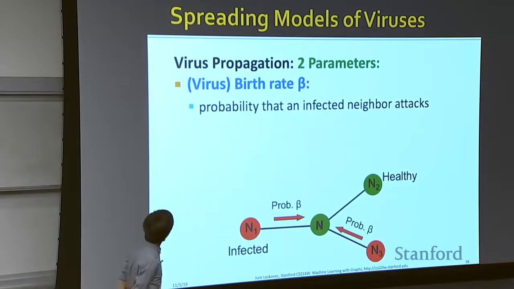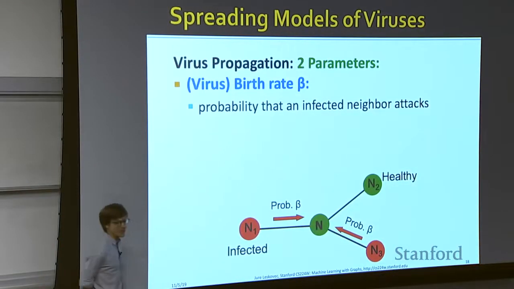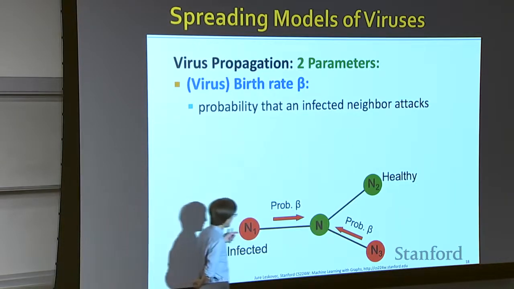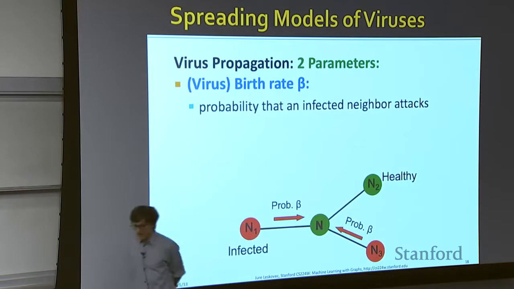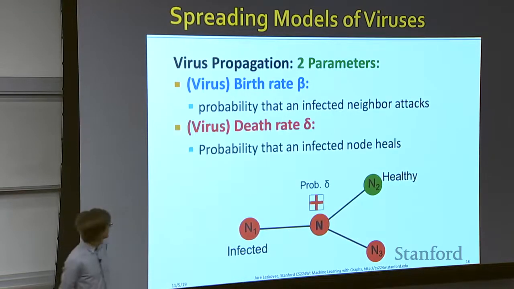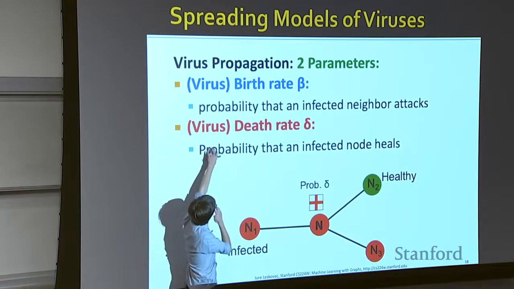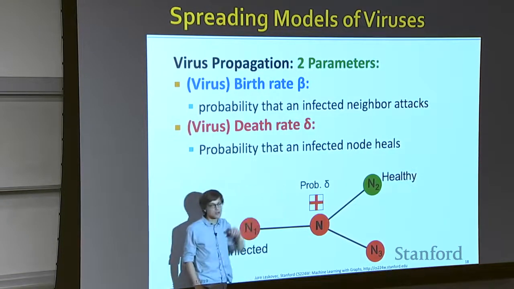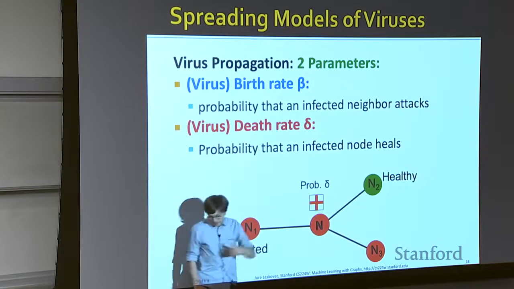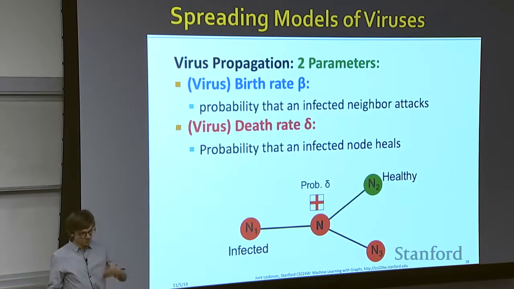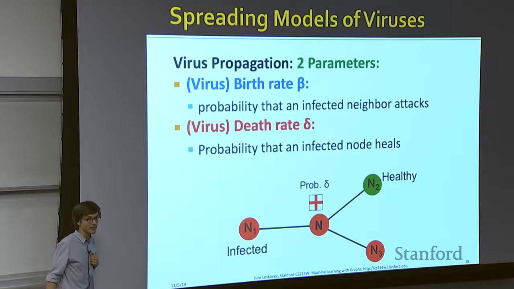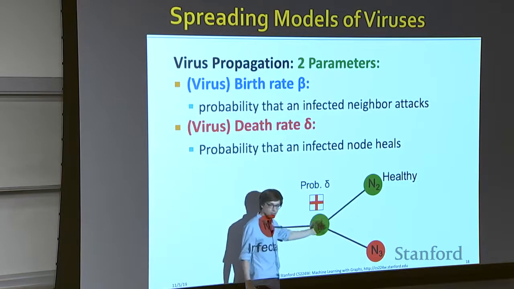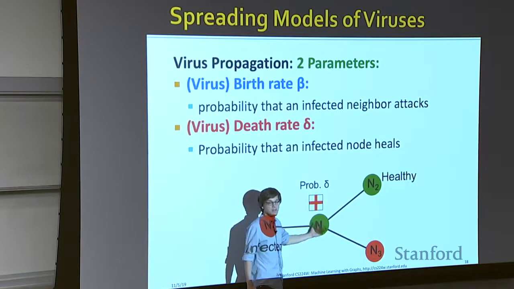This will be like a flu type model, because we need parameter beta, which is virus birth rate. So that's essentially the infectiousness of the virus. And we also need the parameter delta, which is virus death rate, which is the probability that an infected node heals. Think of flu, right? You can get a flu with a given probability, and then you get cured from flu with a different probability. Okay? And then, you were infected, and now you are cured, and you are here again to be infected again.